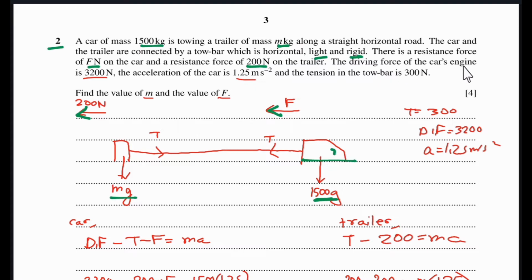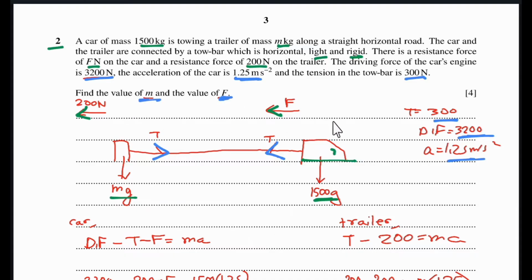The driving force of the car's engine is 3200 Newtons. We are given the driving force and the acceleration, and the tension in the tow bar is 300 Newtons. That is, this value of tension is given. Find the value of m and the value of force F.